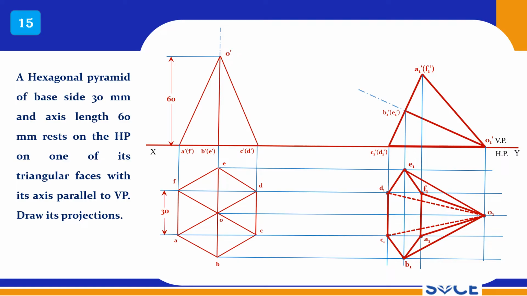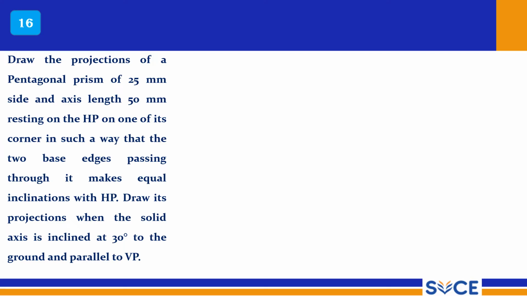Now the next is a similar problem. Draw the projections of a pentagonal prism. It is a pentagonal prism of 25 mm side, axis length 50 mm, resting on HP on one of its corners. So far we have seen solids resting on edges in such a way that the two base edges passing through it make equal inclinations with the HP. It means that it is resting on a corner, and that corner is contained by two edges.